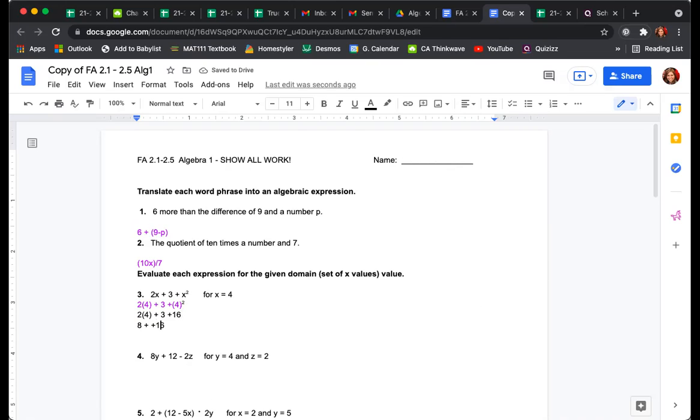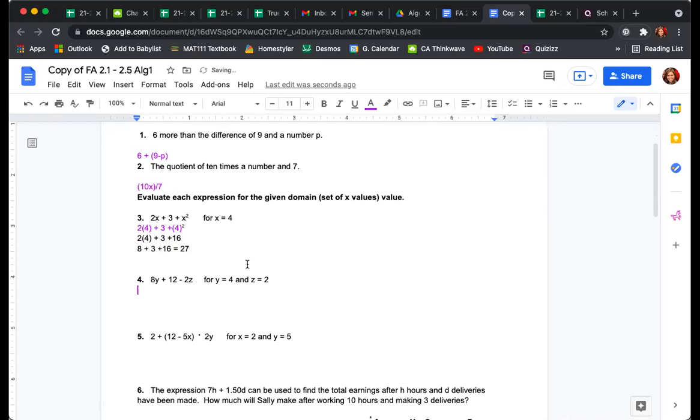Oh, I forgot my 3. And then from there, I'm just going to combine like terms. All 3 of these numbers are constants, meaning they are like terms. So I'm just going to add them together to get a total of 27.